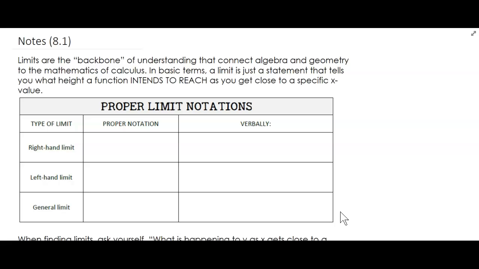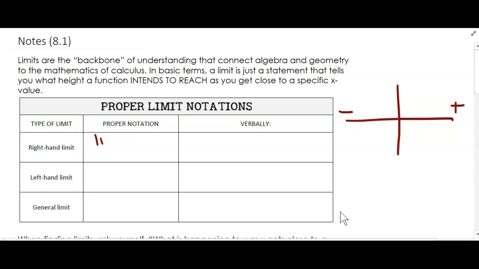And so when we're thinking about the right-handed limit, that is, hey, what is happening? What y value am I approaching as I'm approaching some x value from the right? And we can think about it in terms of hey, my negatives are over here on the left, my positives are over on the right. And so I'm thinking about a right-hand limit. That notation is going to look like the limit as x approaches.